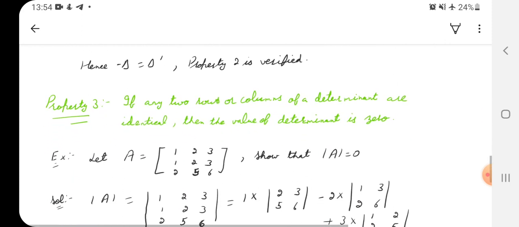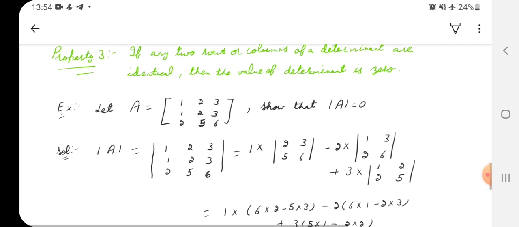Next, the third property says if any two rows or columns of a determinant are identical, and identical means all the corresponding elements are the same, right? Then the value of the determinant is 0. If two rows or columns are identical, then the determinant will be 0.